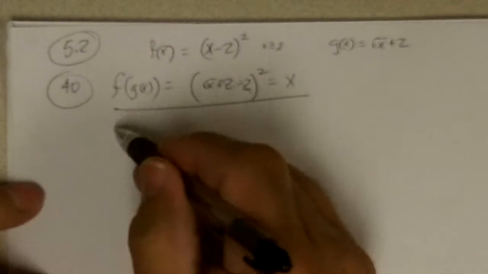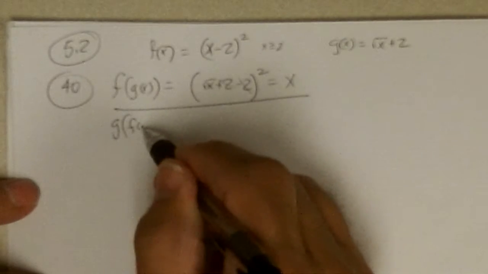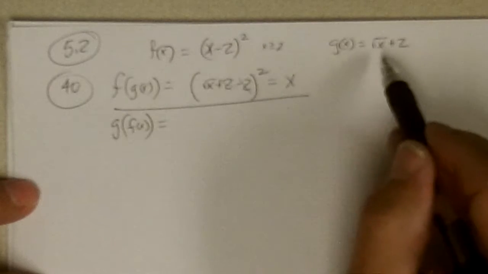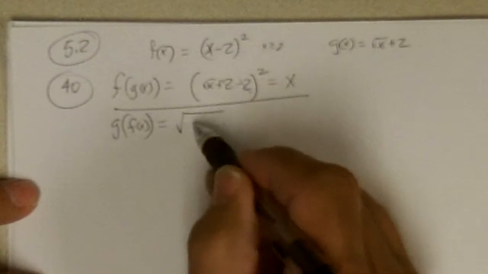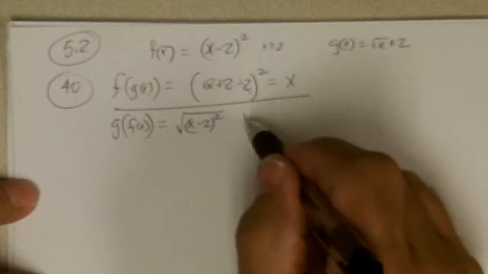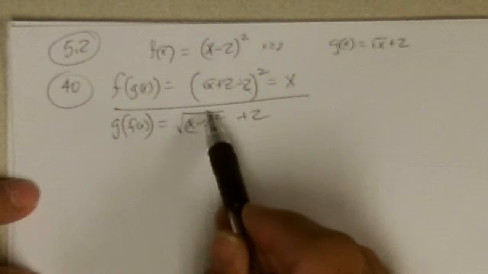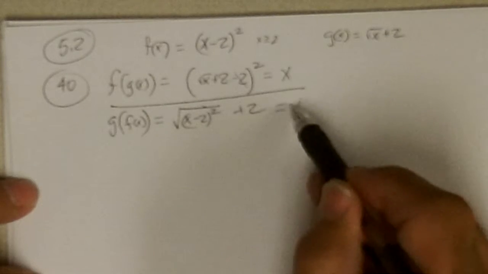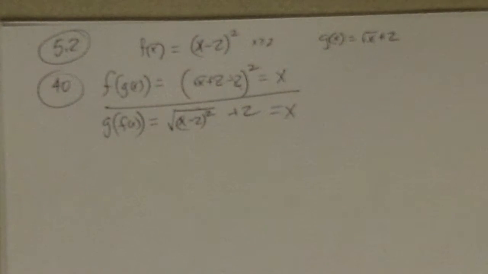And we're supposed to do it the other way too. We're supposed to do g of f of x. So we're going to put f of x in place of the x, so we'll have the square root of (x minus 2) squared plus 2. Well, the square root of the square cancels, and I got x minus 2 plus 2, which is x. So that shows that they're inverses of each other.